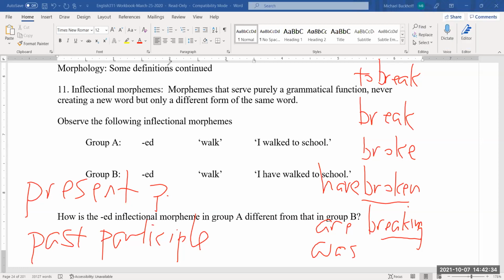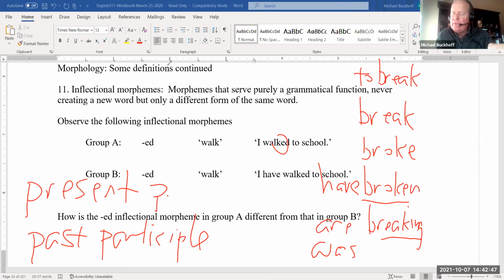Group B uses past participle. Group A uses the simple past form of the verb. That's it. Even though you have the ED in both cases, it doesn't have the same grammatical function. The second one is used after the helping verb, but the first ED is used within the verb itself. So group A is called the simple past inflectional ending. Group B is called the past participle inflectional ending.